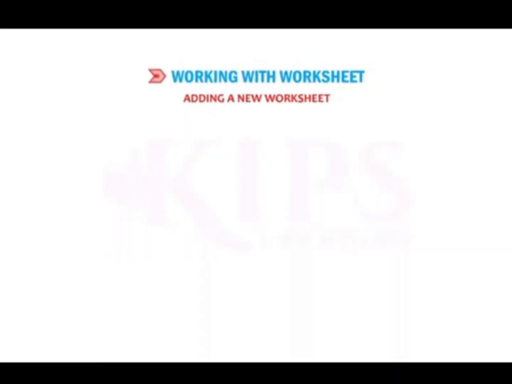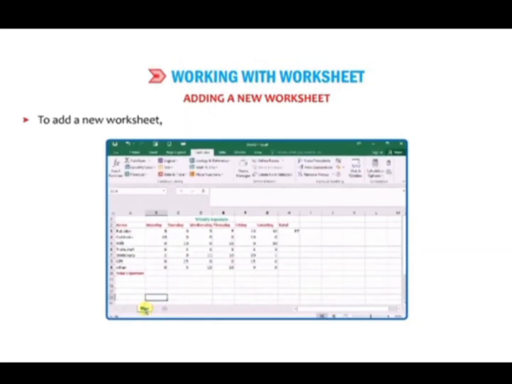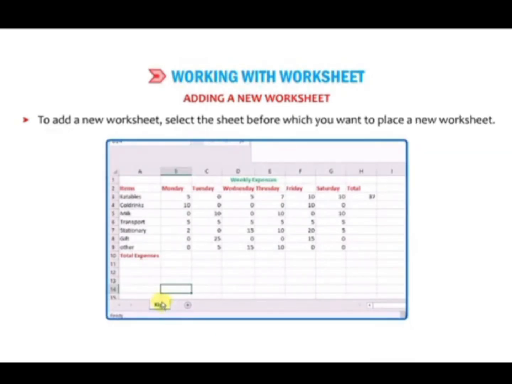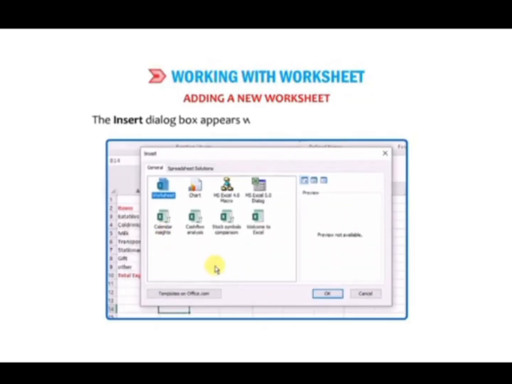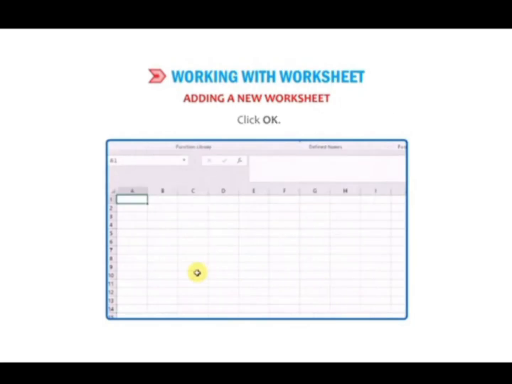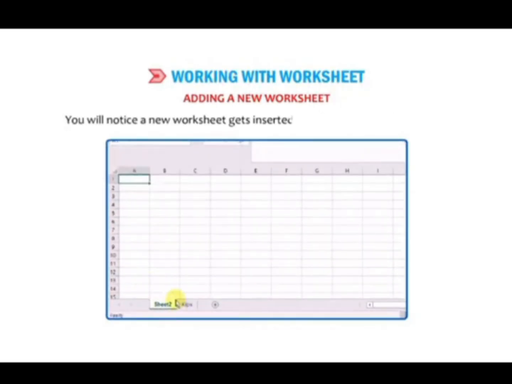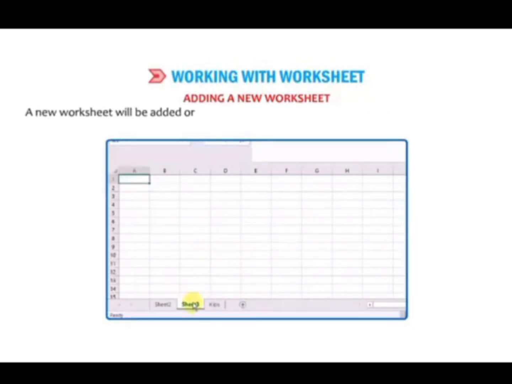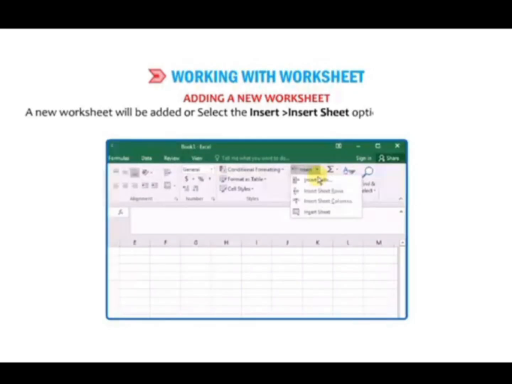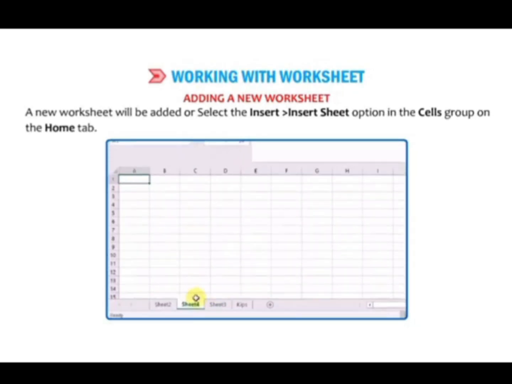Let us learn how to add a new worksheet. To add a new worksheet, select the sheet before which you want to place a new worksheet. Right-click on the Sheet tab and select the Insert option. The Insert dialog box appears with the Worksheet option selected. Click OK. You will notice a new worksheet gets inserted before the selected worksheet, or click on the new sheet icon present next to the Sheet tab. A new worksheet will be added, or select the Insert, then go to Insert Sheet option in the Cells group on the Home tab.